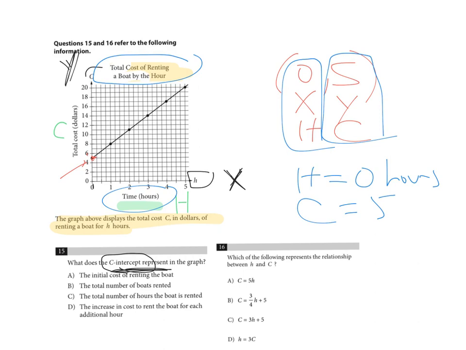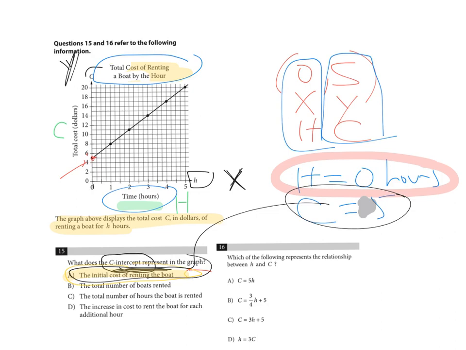What does that point represent? The initial cost of renting the boat, the number of boats, the total number of hours, or the increase in cost to rent the boat for each additional hour? Well, I'm going to go with letter A, the initial cost of renting the boat. Why? Because H hours, 0 hours into renting the boat. So when you start to rent the boat, the cost C is $5. So that's why my answer is going to be letter A.